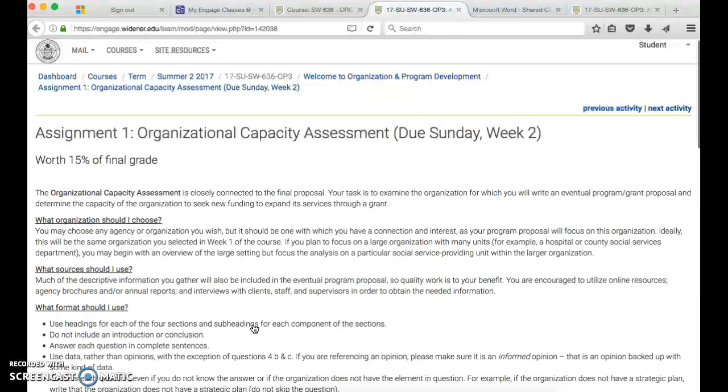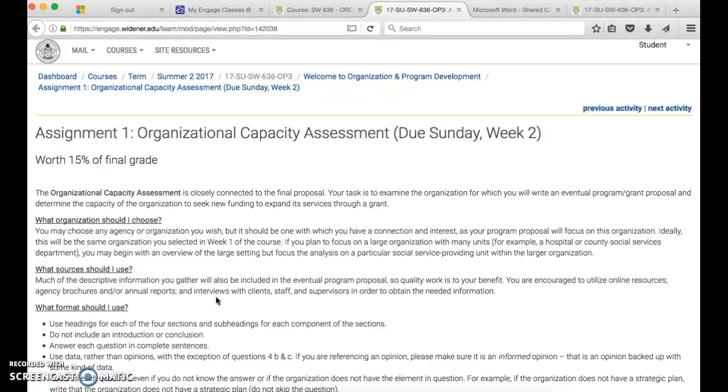Your first assignment for this course is not due until week 2. However, I do want you to start thinking about this assignment, which will have you document the organizational capacity, or assessing the organizational capacity. This assignment is linked to your final proposal, as the other assignments will be as well. So it's really important that you choose the organization that you want to work with, that you'll be focusing on for the rest of the semester.